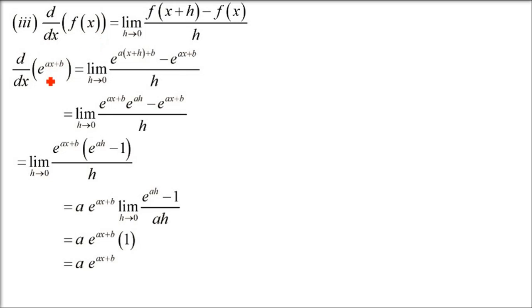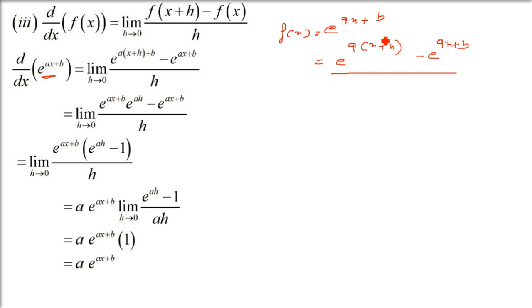Third one is e raised to ax plus b. So f(x+h), f(x) is e raised to ax plus b. So first you have to put x as x plus h. A times (x plus h), and plus b also, I'll include it just now. And e raised to ax plus b, divided by h. So e raised to a(x+h) plus b minus e raised to ax plus b, by h, and limit h tending to 0.